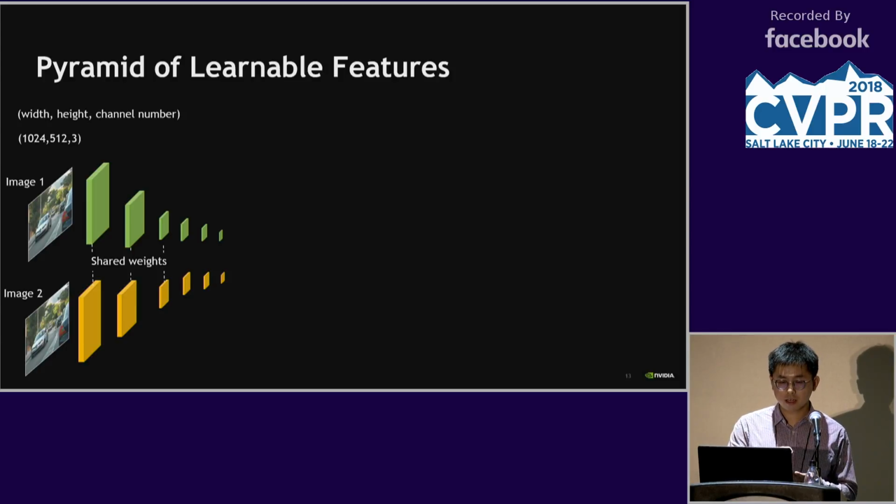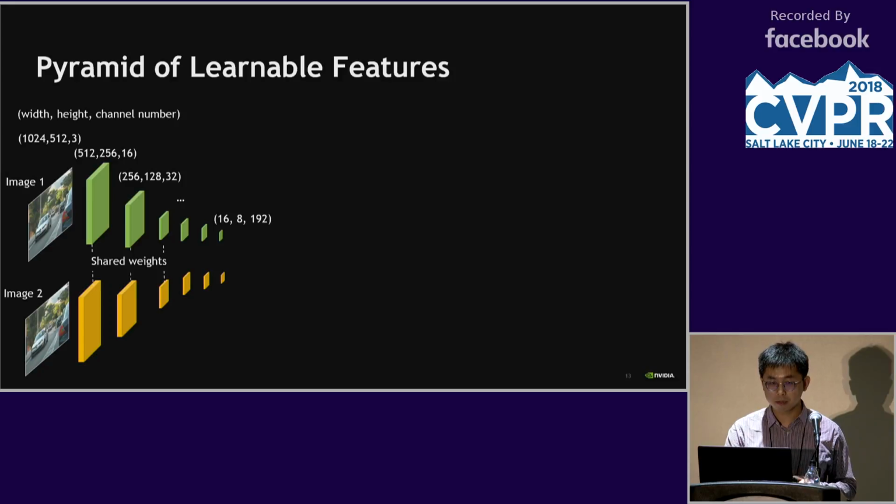Suppose this is the typical input size, the width, height, and channel number. This will be the spatial size and the channel number for the feature pyramid. As we can see, at the smallest level, the size is very small, it's 16 by 8. But at this level, every pixel actually has a very large receptive field.